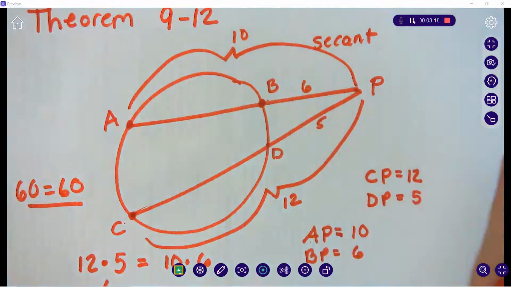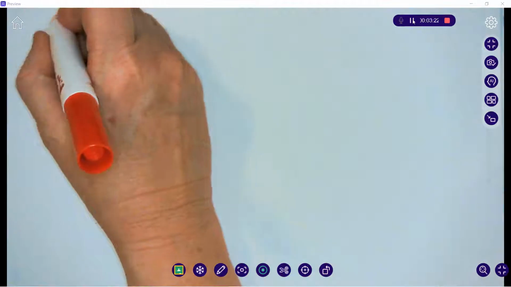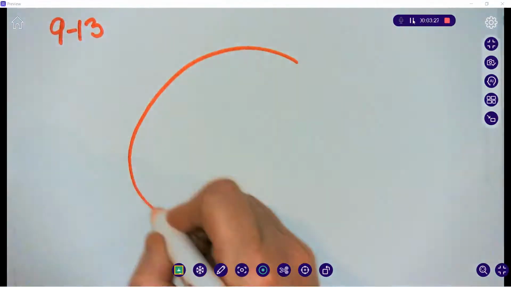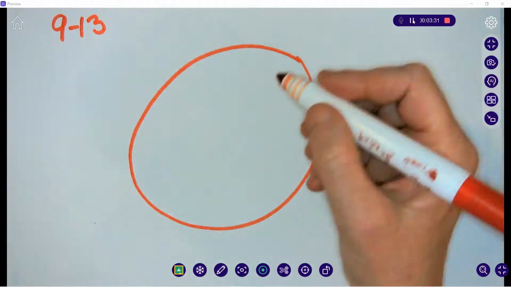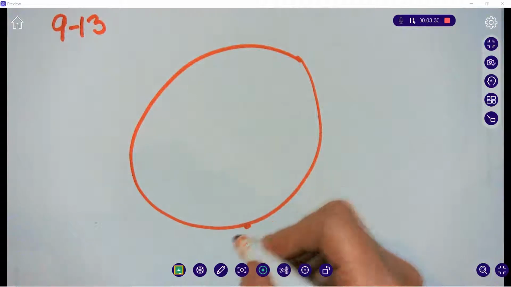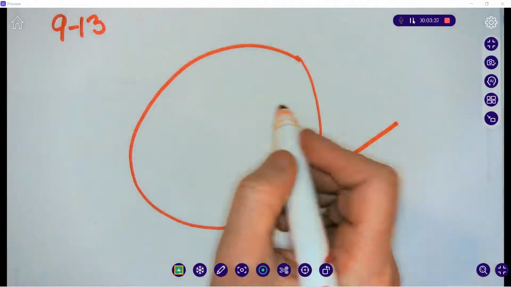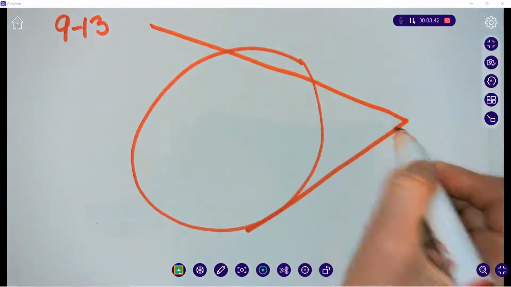There's only one more theorem to learn this week, and that's theorem 9.13. 9.13 is related to those other two that we just talked about. But here we have a circle, and we have a tangent segment, so it just touches in one spot, and then we have a secant, which is a chord that is extended and meets outside of the circle.